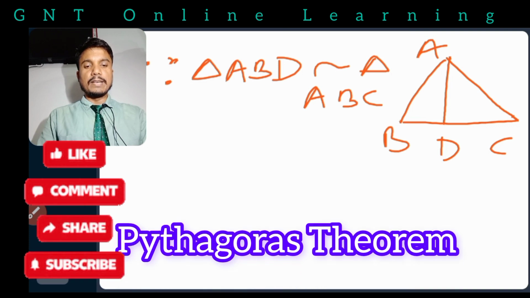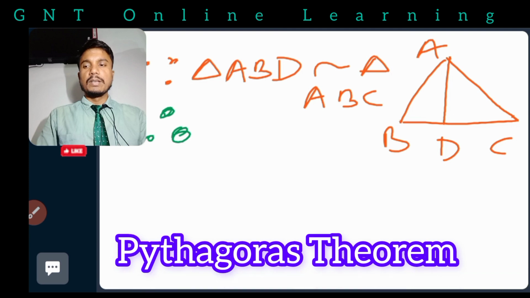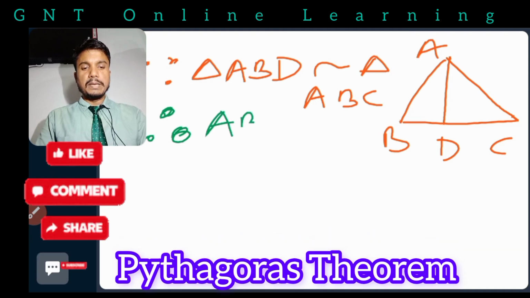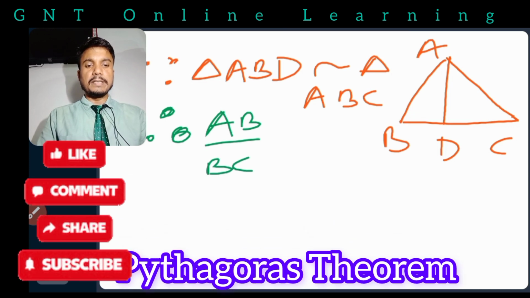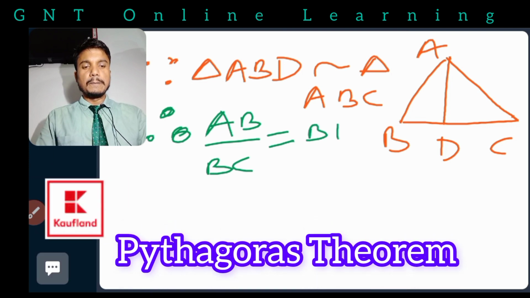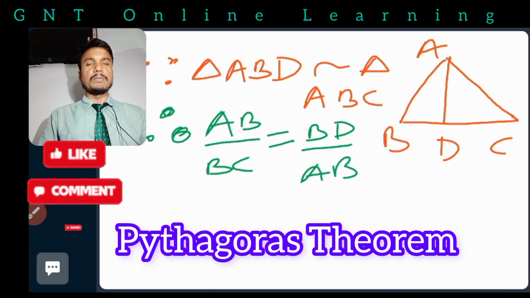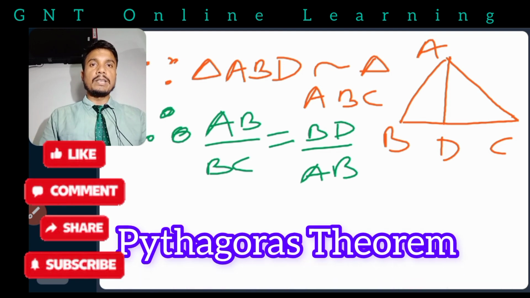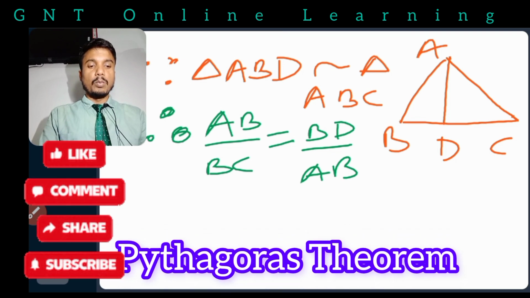So here what I can write is AB by BC is equal to BD by AB. How does it come? As we know, if two triangles are similar, their corresponding sides are proportional.